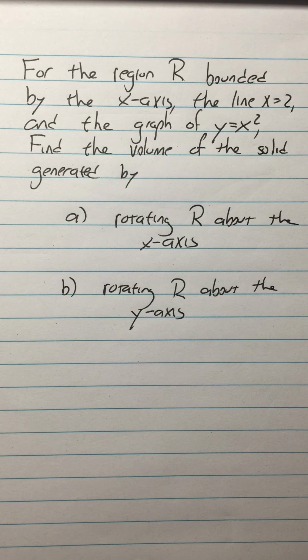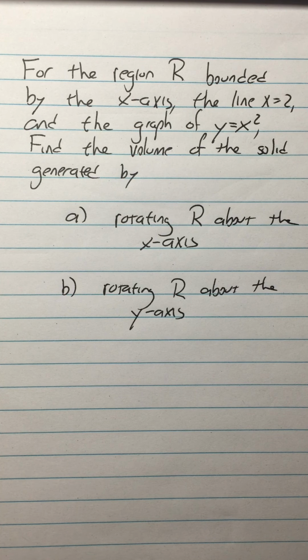So here's just a general practice problem. For the region R bounded by the x-axis, the line x equals 2 and the graph of y equals x squared, find the volume of the solid generated by A, rotating R about the x-axis, B, rotating R about the y-axis. Take a stab at that if you're starting to feel confident. Otherwise, you can hang out and just watch.